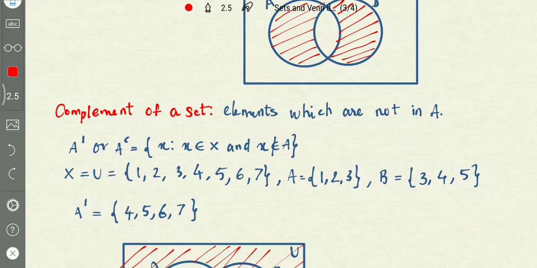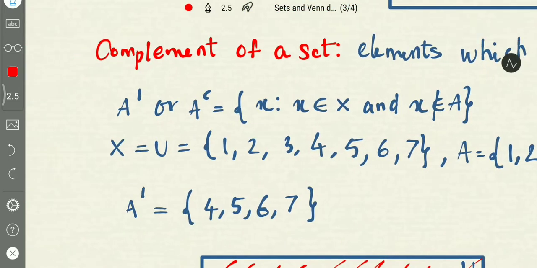So the next one is complement of a set. Elements which are not in A are called the complement of A. A complement is represented as A dash or A C. A complement is equal to X such that X belongs to the universal set and X does not belong to A. All the elements of the universal set not including A are called the complement of A.